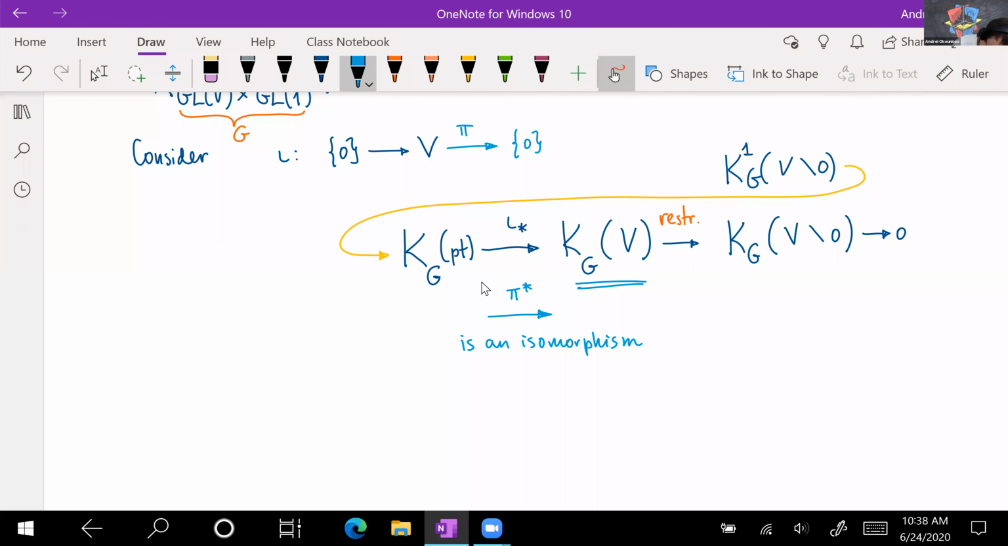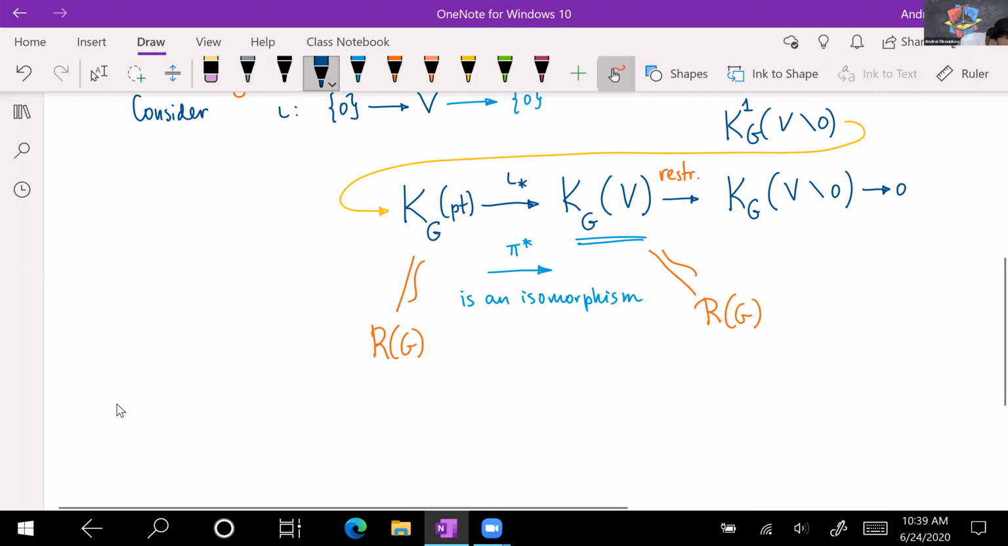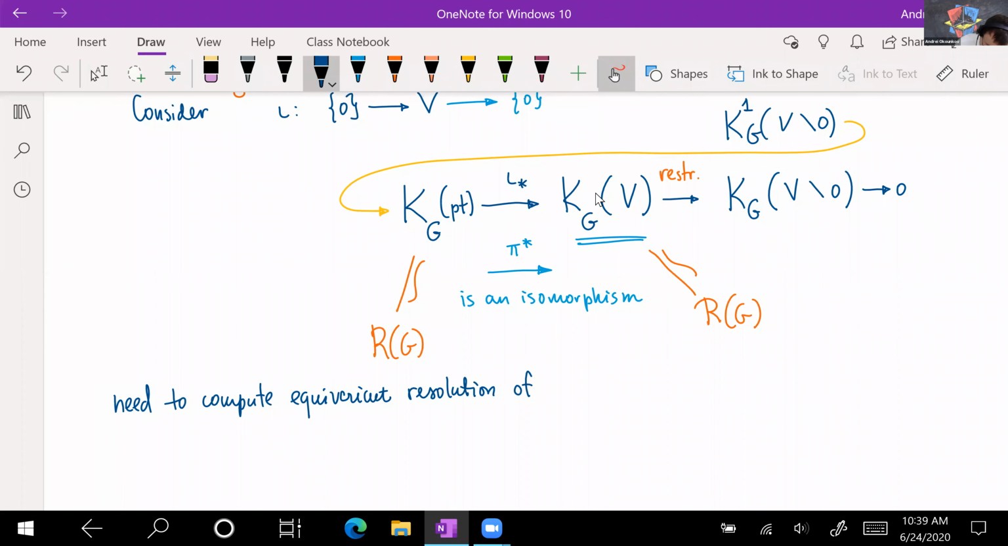But what we know is that both terms here are isomorphic. This is just the representation ring of G, and this is the representation ring of G. And all we need to know is what is the resolution of... we need to compute the equivariant resolution of the image of the generator here, which is the structure sheaf of the origin.